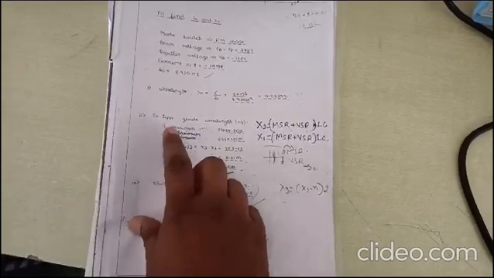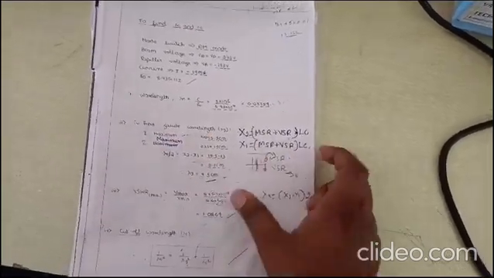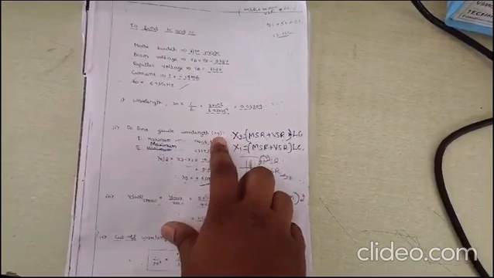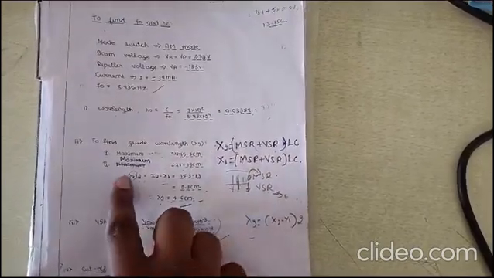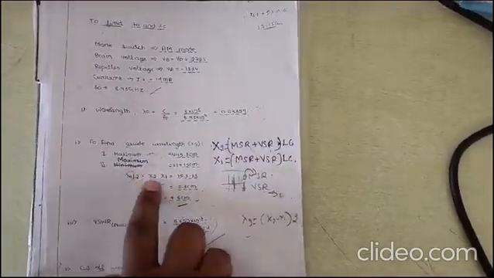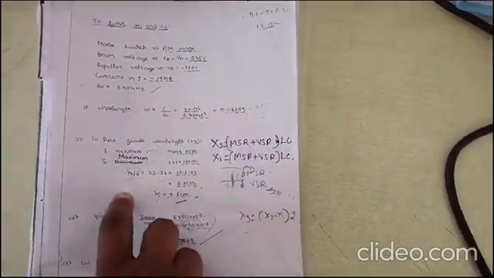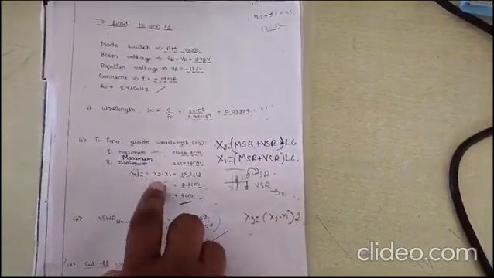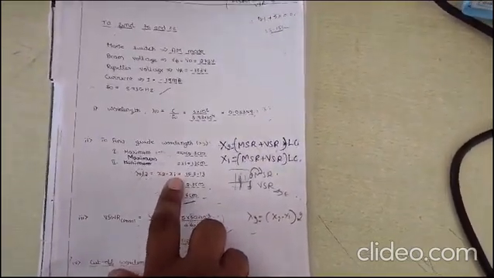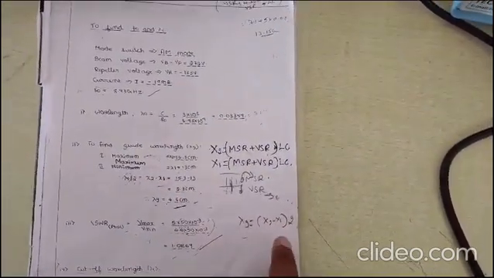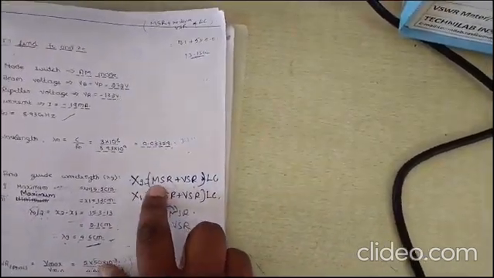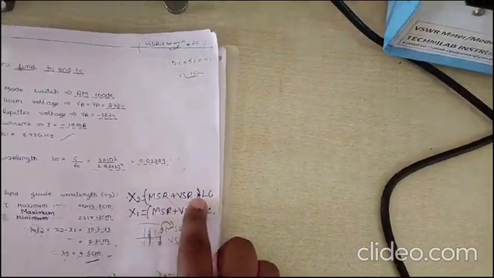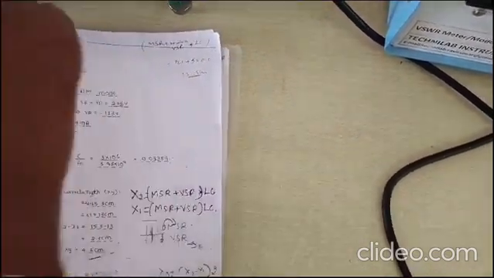Next you have to find out the guide wavelength, that is lambda g. For finding the guide wavelength, the formula is lambda g divided by 2 equals x2 minus x1, where lambda g equals 2 multiplied by (x2 minus x1). For x2, there is a formula: MSR plus VSR multiplied by LC, that is the least count, in the vernier scale.